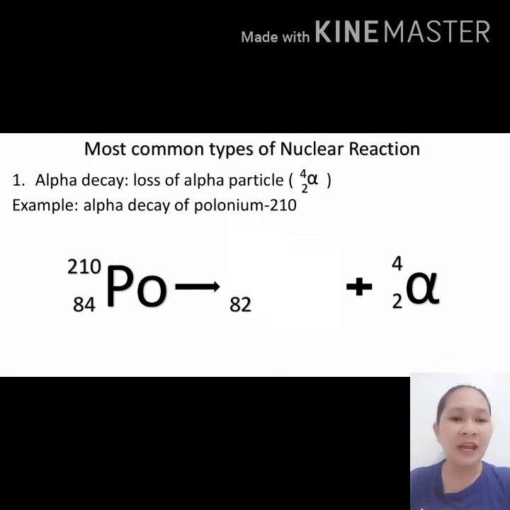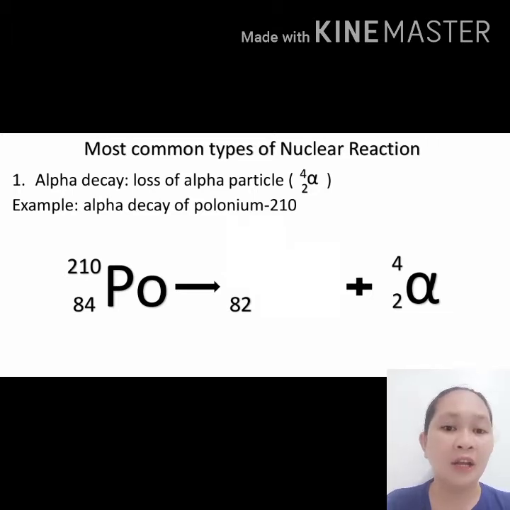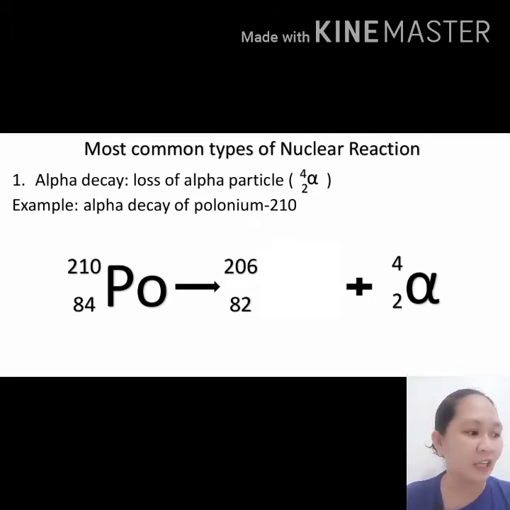Next, tingnan natin yung ating superscript. Sa alpha particle, we have 4. At sa ating element is 210. So, 210 minus 4 is equal to 206. Ngayon, tingnan natin sa inyong mga periodic table of elements, anong element ang mayroong atomic number 82.